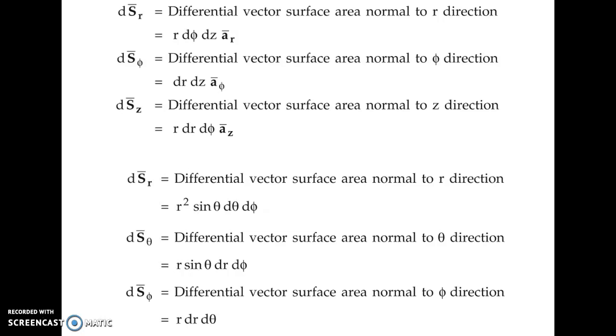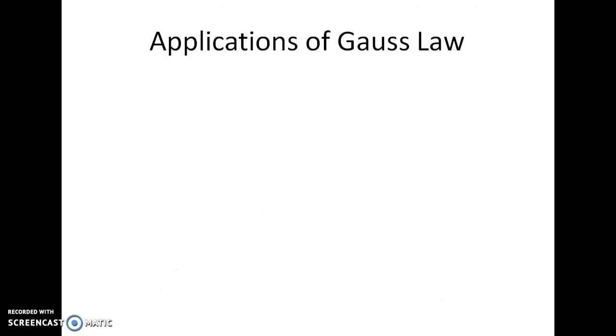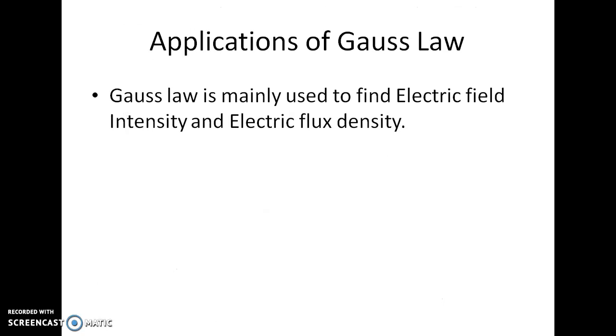In this video I am going to explain the application of the Gauss law, what is the main use of the Gauss law, where we can apply Gauss law, and how we can apply Gauss law. We will see it step by step. Okay? So first, what is the use of Gauss law? Gauss law can be used to find electric field intensity and electric flux density, that is E and D. Once we get the electric flux density, we can easily obtain the electric field intensity.